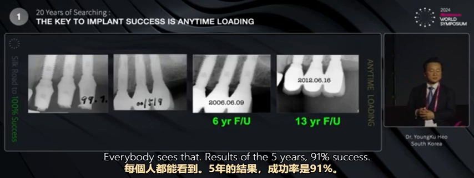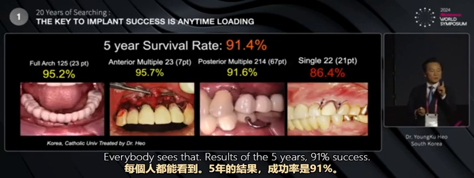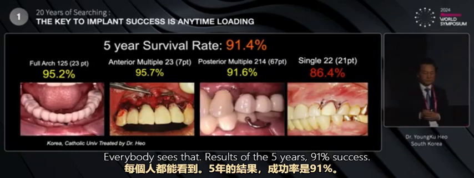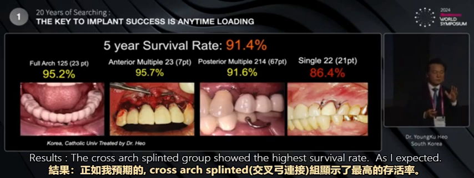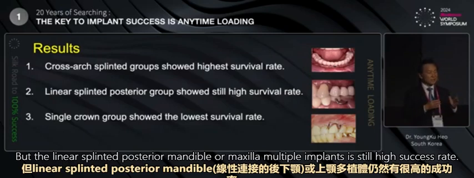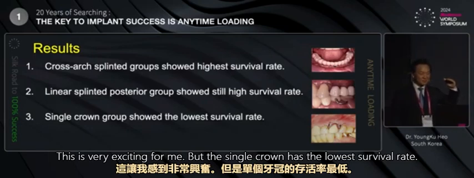So the results of 5 years, 91% success. So fully edentulous, as you see there. The result: the cross-arch splinted group showed the highest survival rate, as I expected. But the linear splinted posterior mandible and maxilla, multiple implants, this is still a high success rate, right? This is very exciting for me. But the single crown has the lowest survival rate.